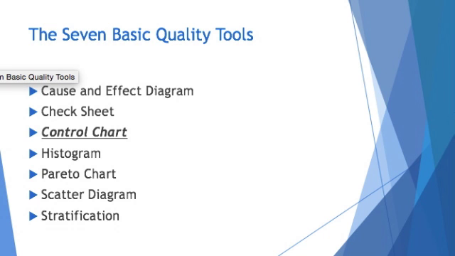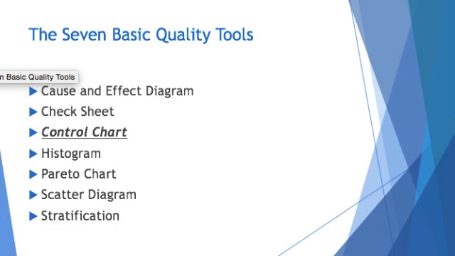Alright, so just for your reference, there are 7 basic quality tools that industrial engineers, quality engineers, anyone seeking to do process improvement really likes to use. They're very simple tools that really help you analyze data in a simple but effective way. Hopefully I'll do videos on all of these eventually. You have cause and effect diagrams, check sheets, control charts, histograms, Pareto charts, scatter diagrams, and stratification. Those are the 7 basic quality tools. In this video, I'll be going over control charts.